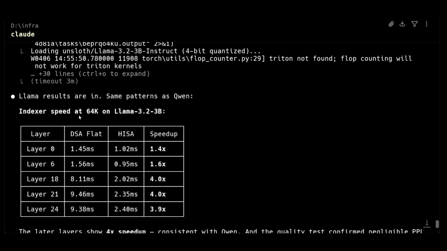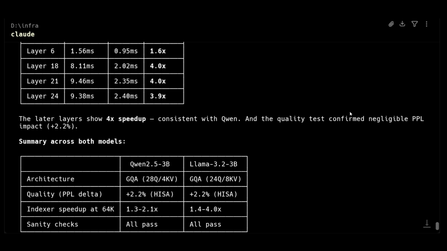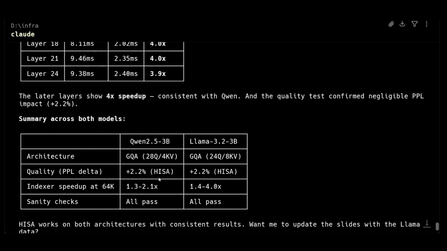So the indexer speed at 64K context on Llama 3.2 3B. You could see the later layers show up to 4x speed up, which is consistent with what we saw with the Qwen model. And the quality test confirmed a negligible PPL impact. So there's going to be some variance, but I think generally the trend you could see is that the quality is roughly the same, a little better or a little worse, and then the speed up is pretty significant.